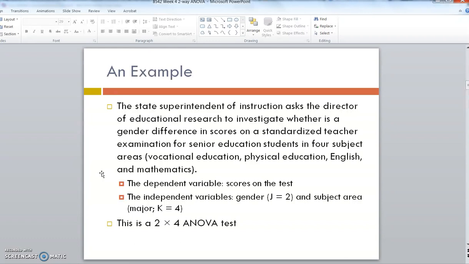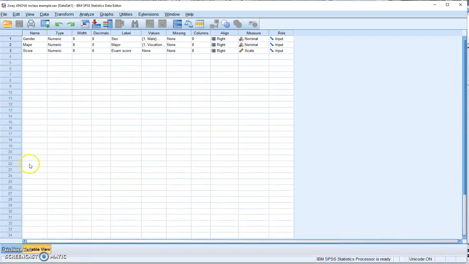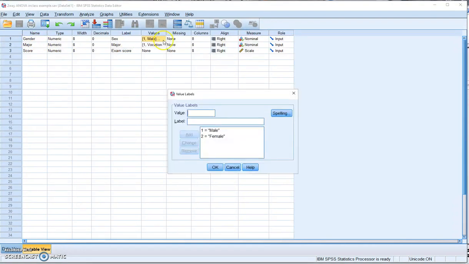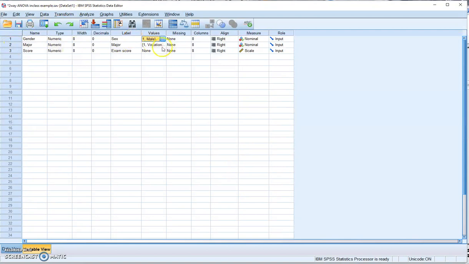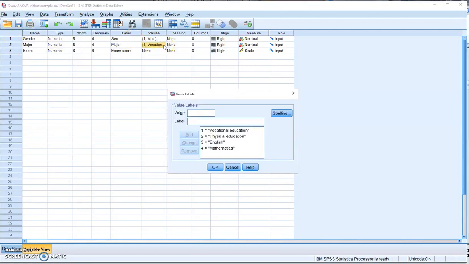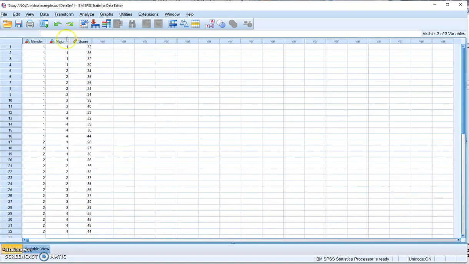And we have 2 independent variables. One is gender, and the other one is major. We have 4 different majors. So this is a 2x4 factorial design. I entered the data into SPSS. So gender has 2 values, 1 for male, 2 for female. And for major, the 4 different values are vocational education, physical education, English, and mathematics. Okay, in total we have 32 students in the sample.